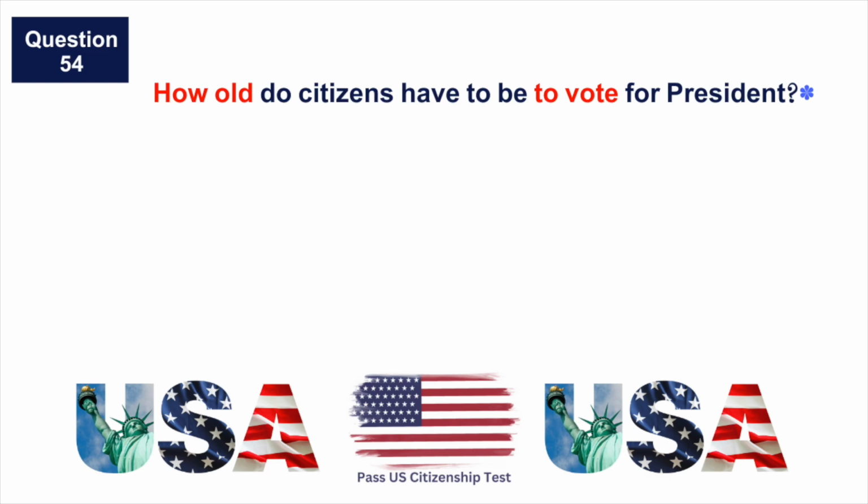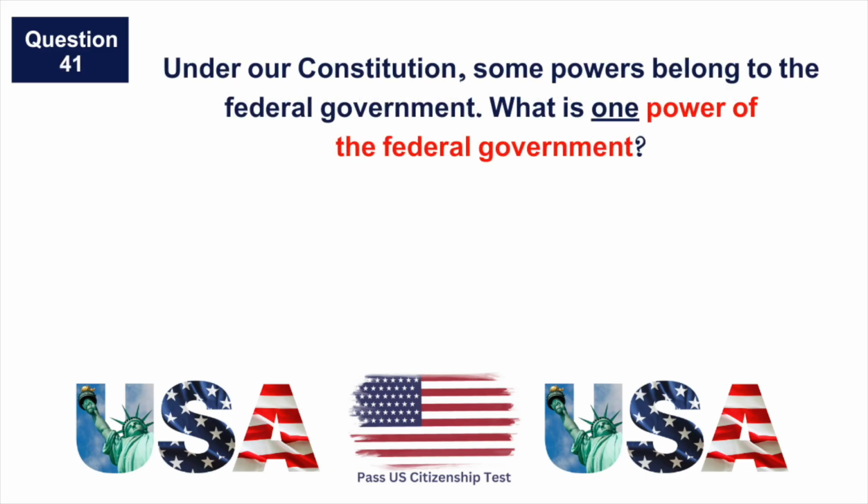How old do citizens have to be to vote for president? 18 and older. Under our Constitution, some powers belong to the federal government. What is one power of the federal government? To print money.